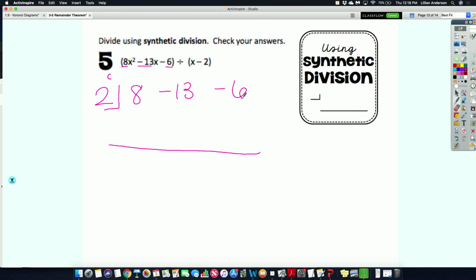And the first step of synthetic division is you bring down the first term. Always. You always bring down the first term. And then you multiply that number by the C, whatever's in that backwards L. What's 8 times 2? 16. Then you add, or subtract because of minus. What's negative 13 plus 16? Positive or negative? Positive 3. You repeat. You multiply that 3 by the C. What's 3 times 2? 6. What's negative 6 plus 6? 0. The number that's always last is always your remainder.